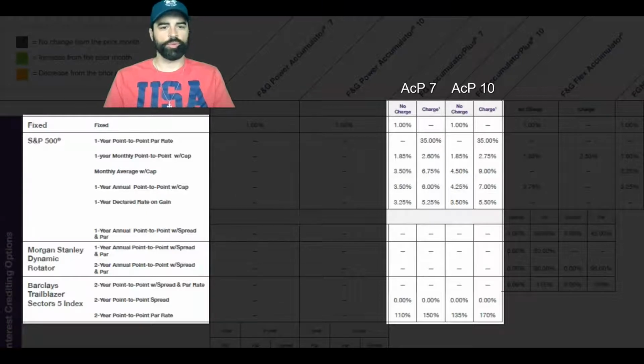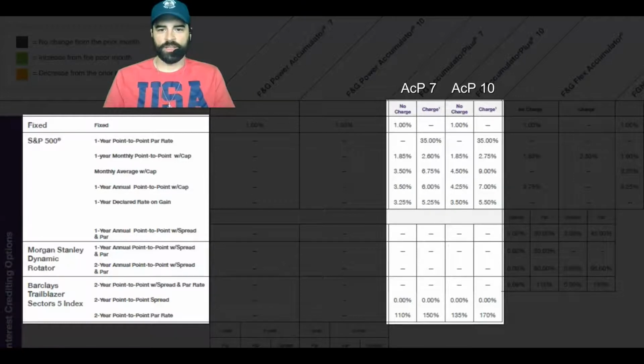You've got a 1-year annual point-to-point with cap. This is pretty standard across the board with most policies in the industry. 3.5, 6, 4.25, 7. And then you have a declared rate on the gain, 3.25, 5.25, 3.5, 5.5. What's declared rate? Very simply, it means if the market is positive in any way, you get the declared rate.